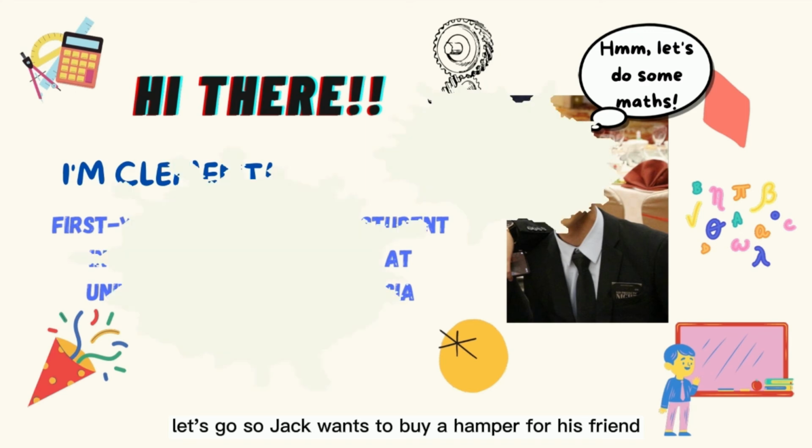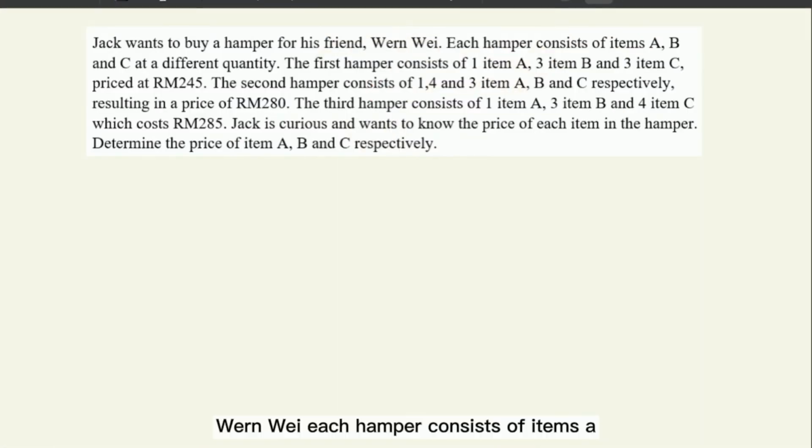Let's go! So Jack wants to buy a hamper for his friend, Wern. Each hamper consists of items A, B and C at different quantity. The first hamper consists of 1 item A, 3 item B and 3 item C, priced at 245 ringgit. The second hamper consists of 1, 4 and 3 items A, B and C respectively, resulting in a price of 280 ringgit. The third hamper consists of 1 item A, 3 item B and 4 item C, which costs 285 ringgit. Jack is curious and wants to know the price of each item in the hamper. Determine the price of item A, B and C respectively.